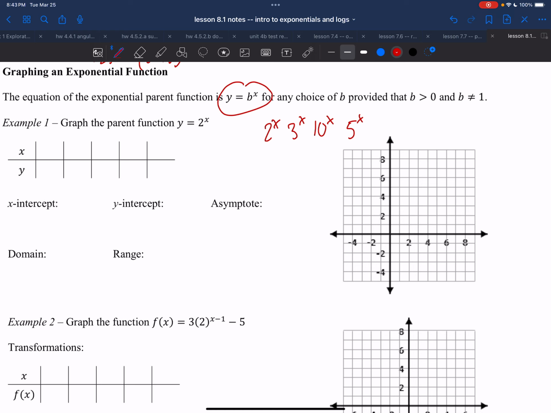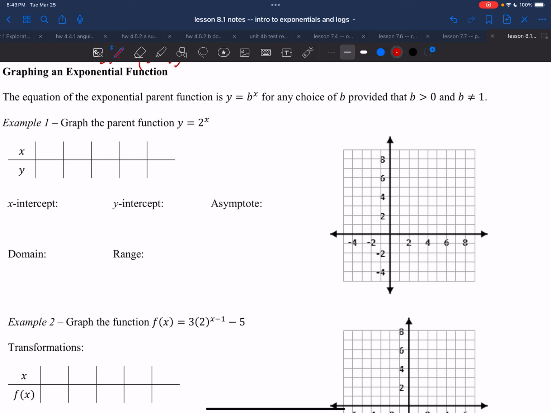All of these are different functions because they grow at different rates. See, 2 to the x doubles. So 2, 4, 8, 16. 3 triples. So it's like 3, 9, 27, 81, and so forth. 10, 100, 1,000. So they all grow at totally different rates. That means they're all different functions. So every one of these is a different kind of parent function, but they're all exponential.